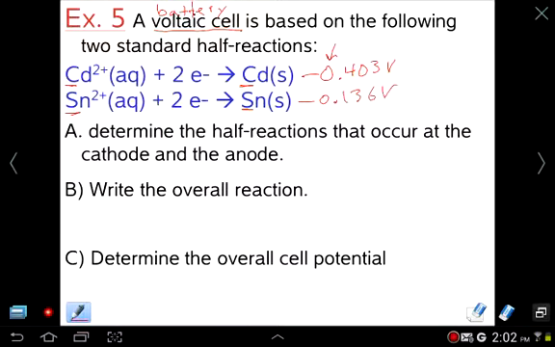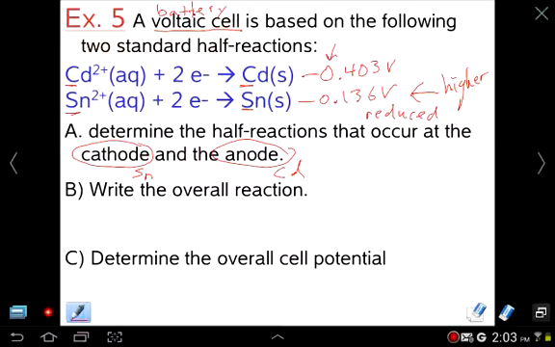Now from this we can actually determine which one will be reduction, because remember, the higher the reduction potential, the more likely it will be reduced. So tin has a higher reduction potential. So tin will actually be reduced. And reduction happens at the cathode, therefore the cathode is the tin. And then the opposite guy will be the anode. So the anode will be cadmium. And again, because cadmium has a lower reduction potential, you can say it has a higher oxidation potential. So cadmium will more likely be oxidized.